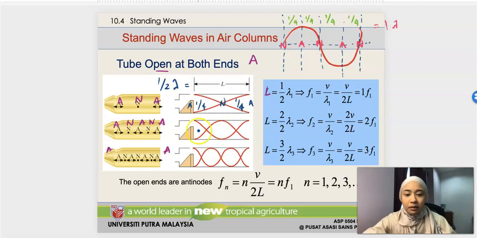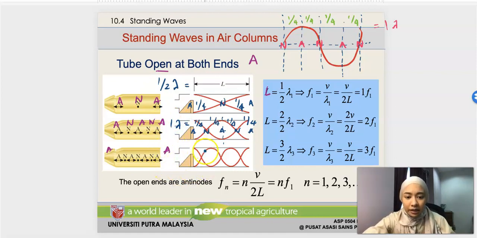How about this length? We have A, N, A, and A. So this is 1 over 4, this is 1 over 4, 1 over 4, and this is 1 over 4. So 4 of 1 over 4 gives me 1 lambda. So that is 1 lambda. My L is 1 lambda.